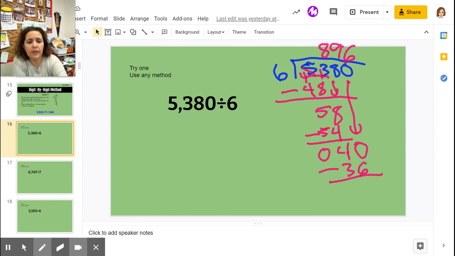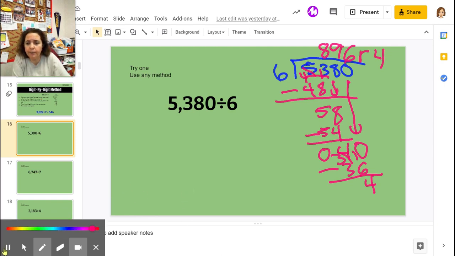0 take away 6 I can't do. Got to borrow. That makes it a 10. 10 take away 6 is 4. But I have nothing else here, so I'm done. So it's 896, remainder 4. Okay. I'm going to do it the place value sections method also, in case you did it that way so you can check it. But you still should have gotten 896 remainder 4, regardless of which way you did it.